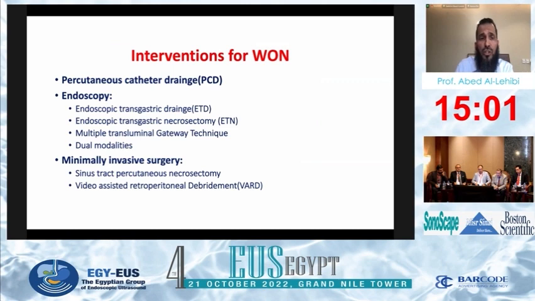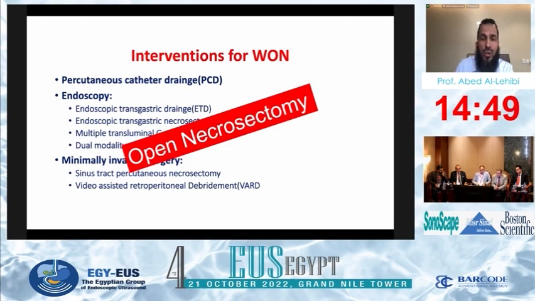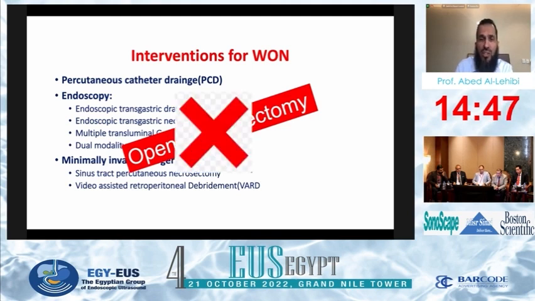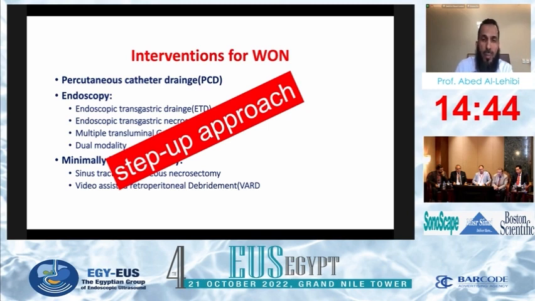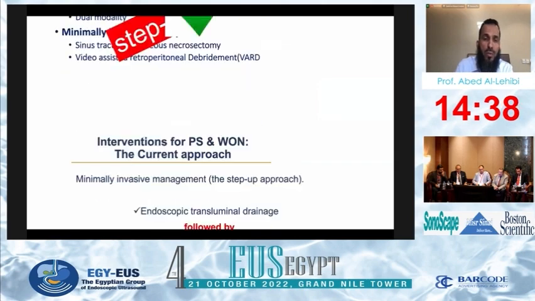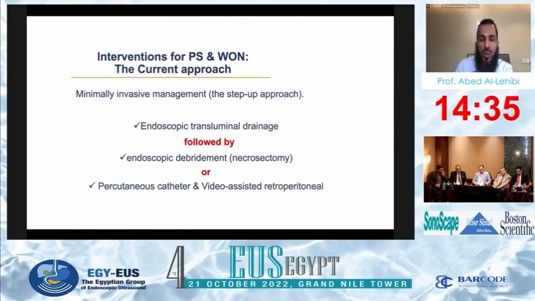Now, as you see, these are the interventions. You have percutaneous, you have endoscopy, and you have minimally invasive surgery. The endoscopy is preferable for most of the literature and evidence. Now, what we have to consider is that open necrosectomy is almost out because of high mortality, more than 60%. So we have to apply the step-up approach for our patient, either surgical or endoscopic. Then we have to start with a clear non-invasive procedure. We start by endoscopic transluminal drainage followed by necrosectomy. Then if anything further is needed and the patient is not improving, you consider a percutaneous catheter, and then you can do necrosectomy, or you do a video-assisted retroperitoneal debridement.